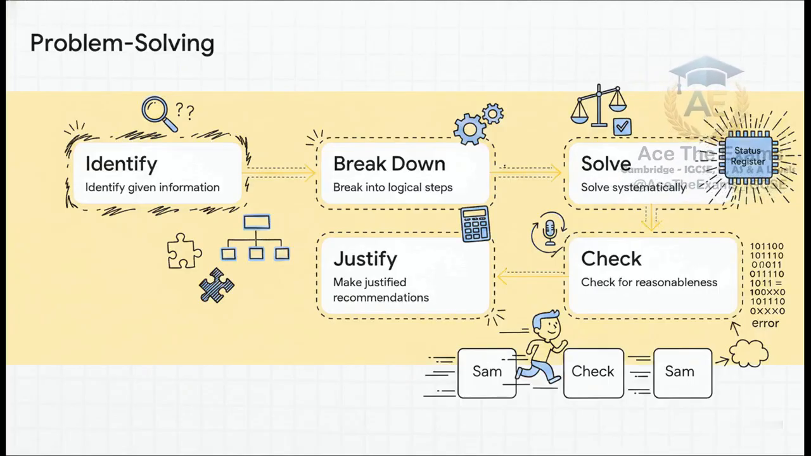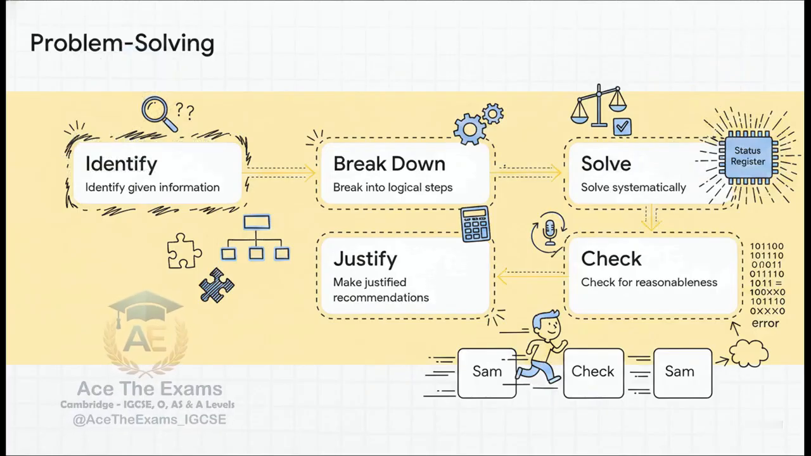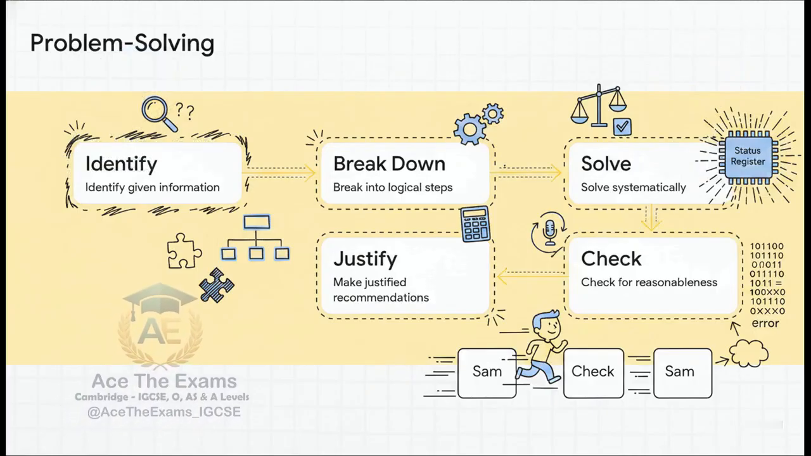If your status register indicates a negative number, but your algorithm was supposedly calculating the surface area of a physical object, well, your result is not reasonable. You can't have negative surface area. You must catch that. And Step 5, justify your recommendations.